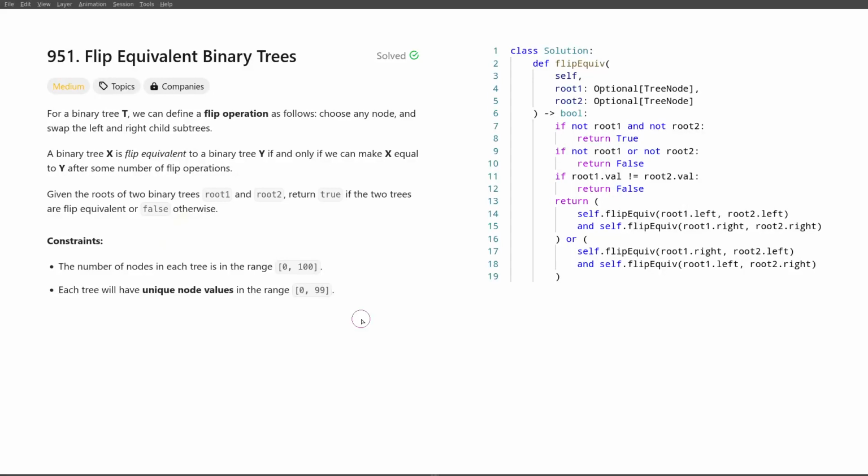Hello everyone, today we'll talk about the solution to the problem flip equivalent binary trees. Which is like, we don't want to flip binary trees that are equivalent, we are interested in binary trees that are flip equivalent. The flip, in this case, is just an exchange of left and right child in any node.